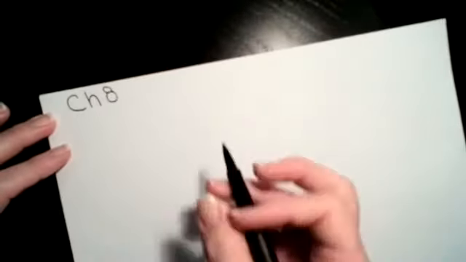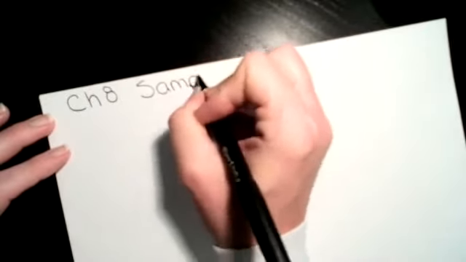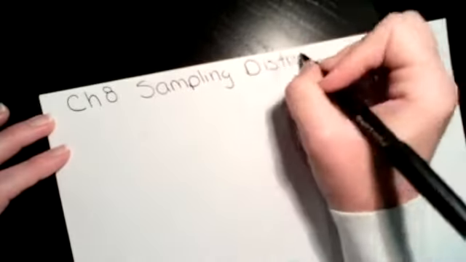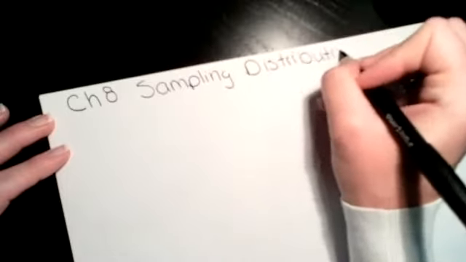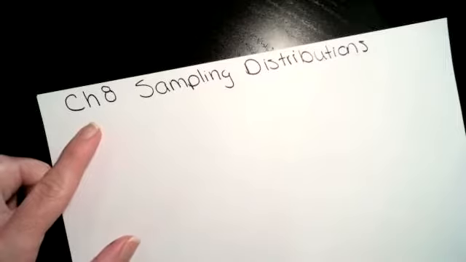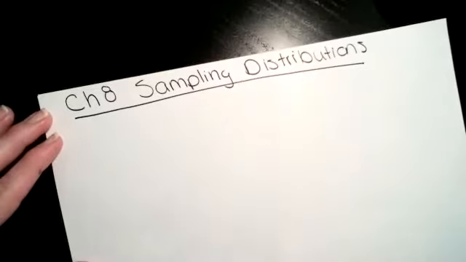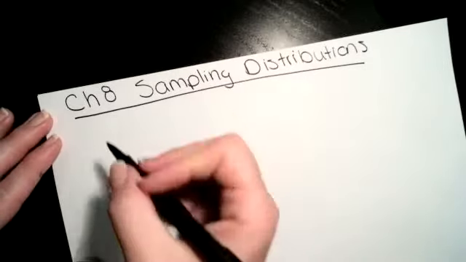All right, so today we're going to continue with chapter 8. And if you remember chapter 8, we're talking about sampling distributions. So last class we talked about sampling distributions for numerical data. Today we're going to talk about sampling distributions for categorical data.